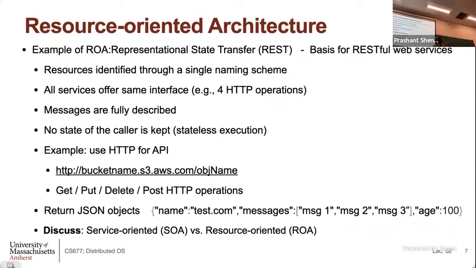Every time you make a request, you assume that the other end has no information of what has happened previously. So you want your message to include all the information that is needed for you to process this. That essentially means that messages are fully described.